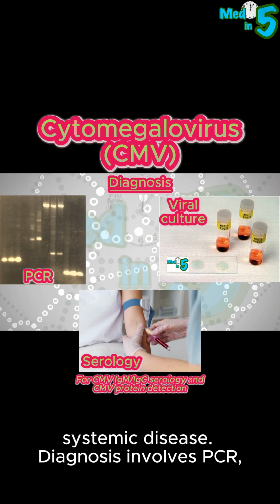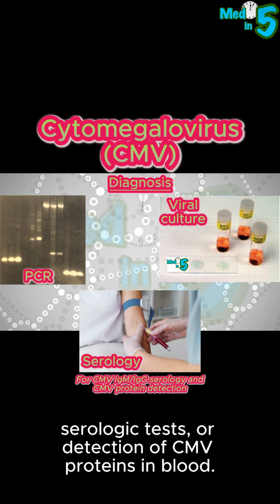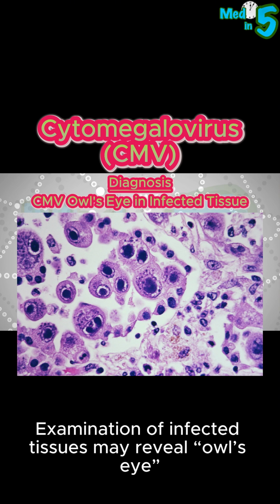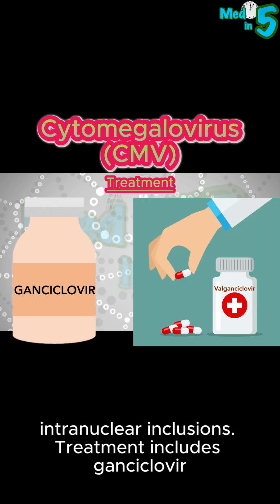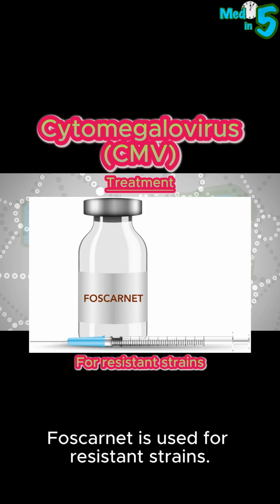Diagnosis involves PCR, viral culture, serologic tests, or detection of CMV proteins in blood. Examination of infected tissues may reveal owl's eye intranuclear inclusions. Treatment includes ganciclovir or valganciclovir. Foscarnet is used for resistant strains.